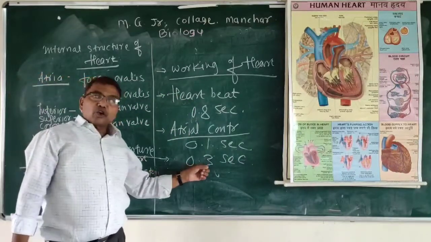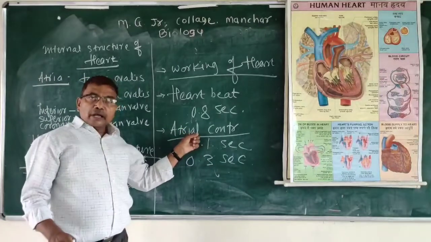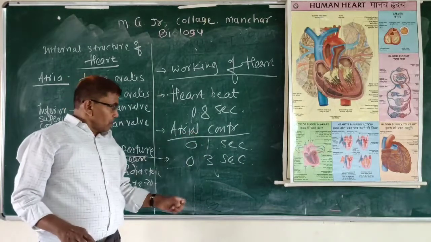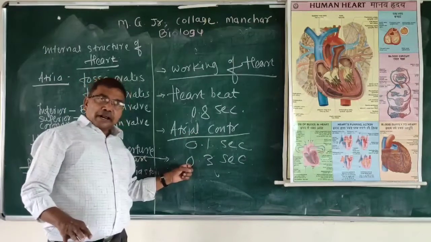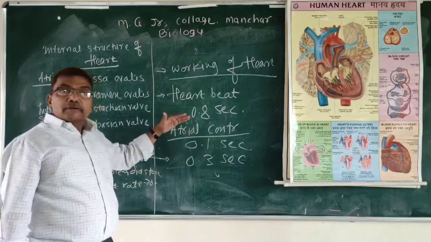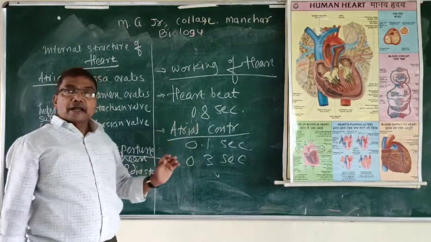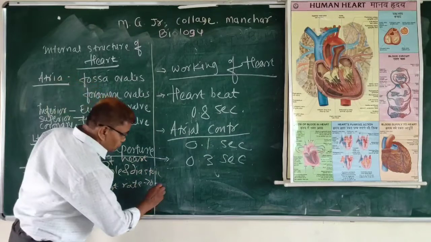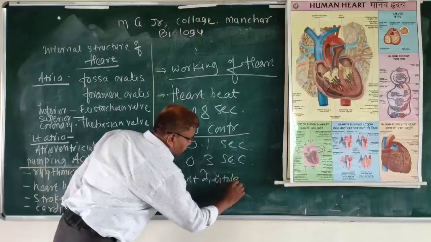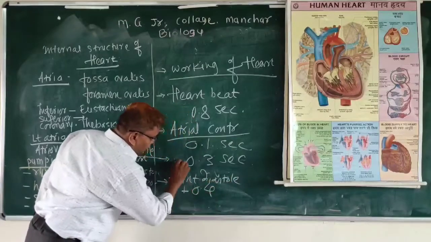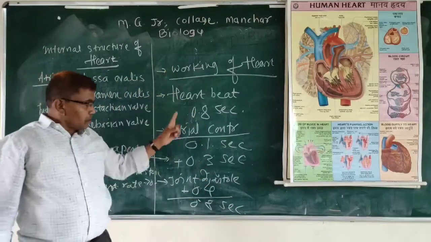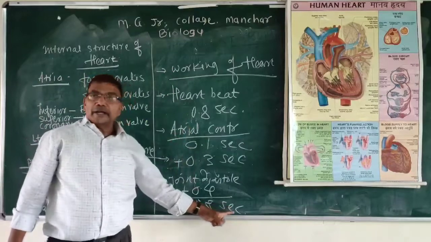When the ventricle contracts, the atrial contraction has stopped and the atrium is at the relaxation stage. After the contraction, the ventricle also relaxes, and after that both chambers are at the relaxation stage, which is called joint diastole, which requires 0.4 seconds. In this way, one heartbeat is completed in 0.8 seconds.